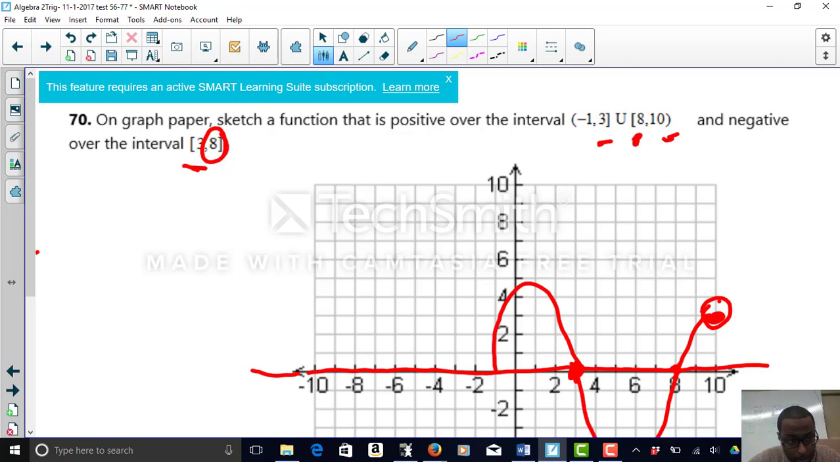So again, that's the tips to this question. Just look at the points. I know it turns at 3, and I know it turns at 8, and those are the 2 points I made, and I just made sure anything positive was above the x, anything negative was below the x.